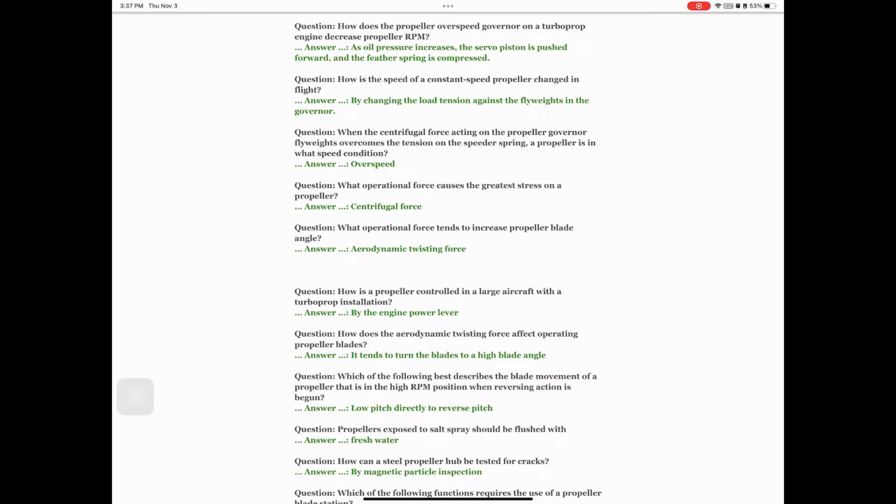Question: propellers exposed to salt spray should be flushed with? Answer: fresh water. Question: how can a steel propeller hub be tested for cracks? Answer: by magnetic particle inspection.